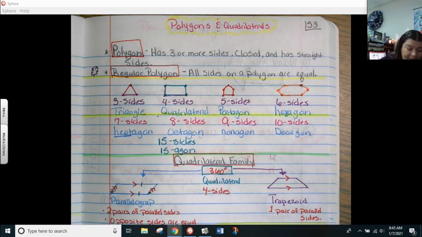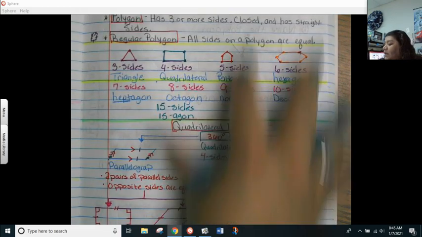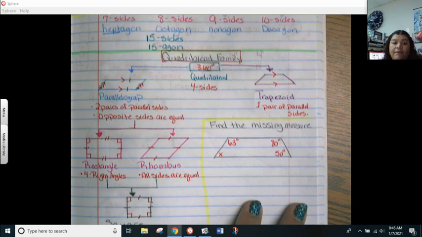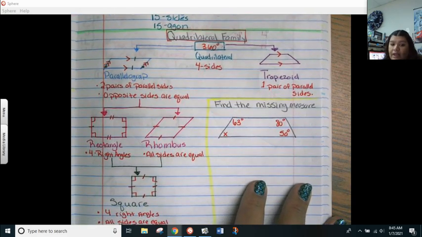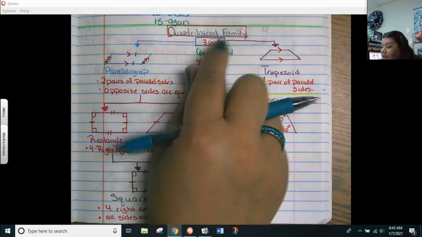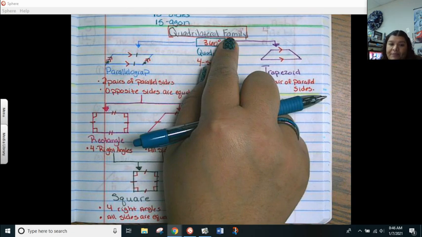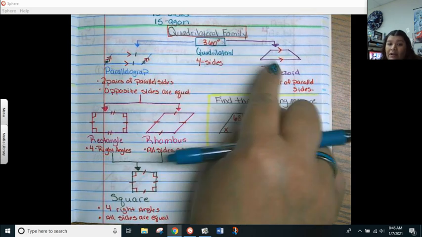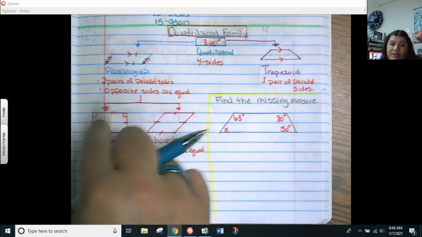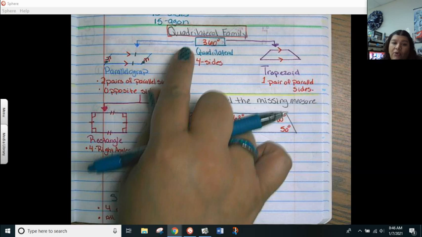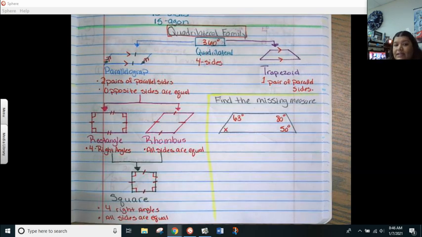Now let's talk about the big family, the quadrilateral family. Just draw it as you go. Don't try to draw everything. So start up here. Go ahead and write down quadrilateral family. And what's so special about the quadrilateral family? Well, it has 4 sides, 4 angles. All quadrilaterals, all the ones we're going to be talking about here, total 360 degrees.